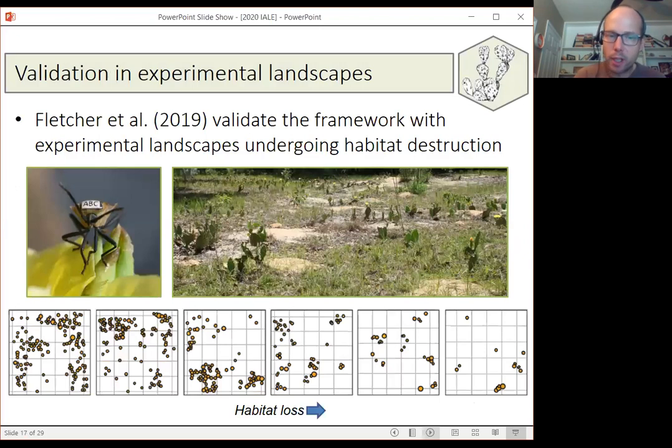We've also validated this framework. So this is an example with experimental model landscapes undergoing habitat destruction or habitat loss. In this case, we are looking at an insect herbivore, Chelinidea vittiger, the cactus bug, and we were manipulating its habitat, Opuntia cactus, across several landscapes. And the figure at the bottom shows an example of 5 of these landscapes, 15 total, where we were manipulating and removing cactus habitat for this specialist herbivore. And when we did this, we could use mark recapture to quantify movements under habitat loss across landscapes.